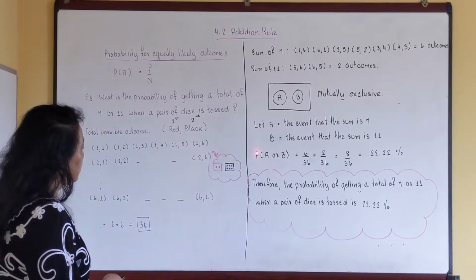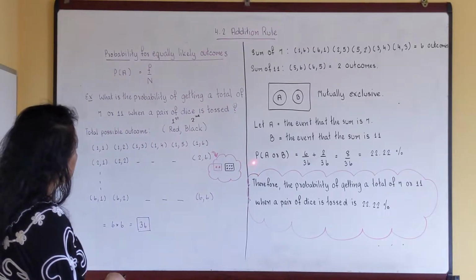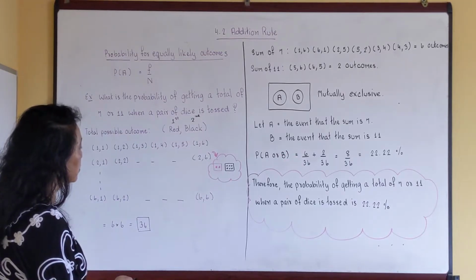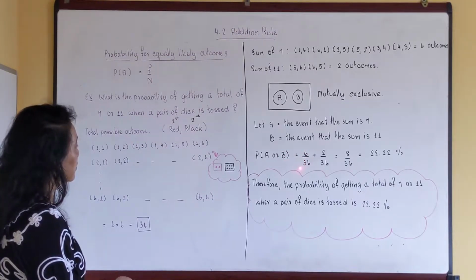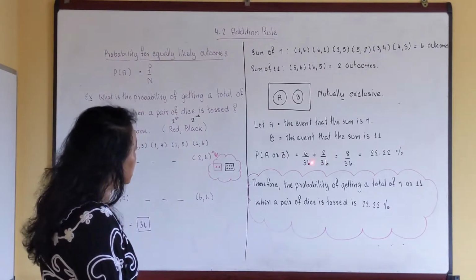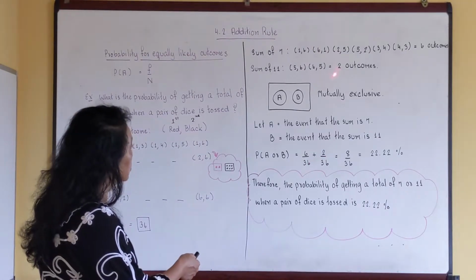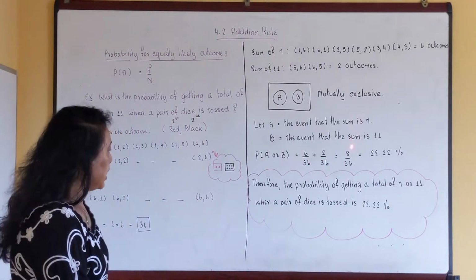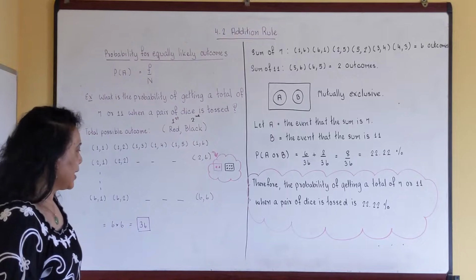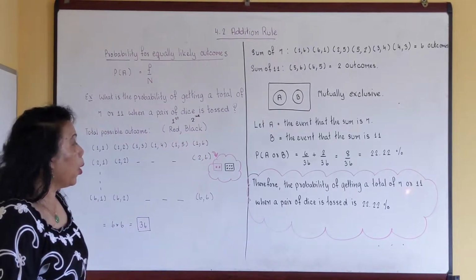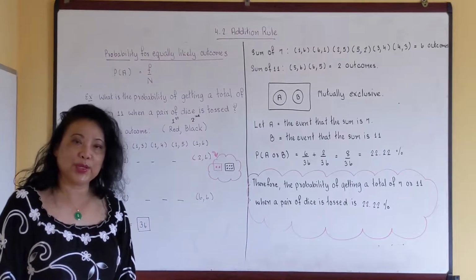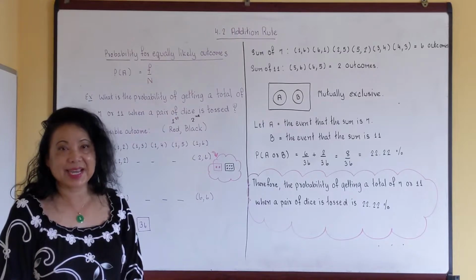So from here, the probability of getting a sum of 7 or 11 is equal to the probability of a sum of 7, which is 6 out of 36, since they're mutually exclusive, plus a sum of 11, which is 2 out of 36. That is 8 out of 36, which is 22.22%. So the probability of getting a sum of 7 or 11 is 22.22%. Now let's look at the next example.